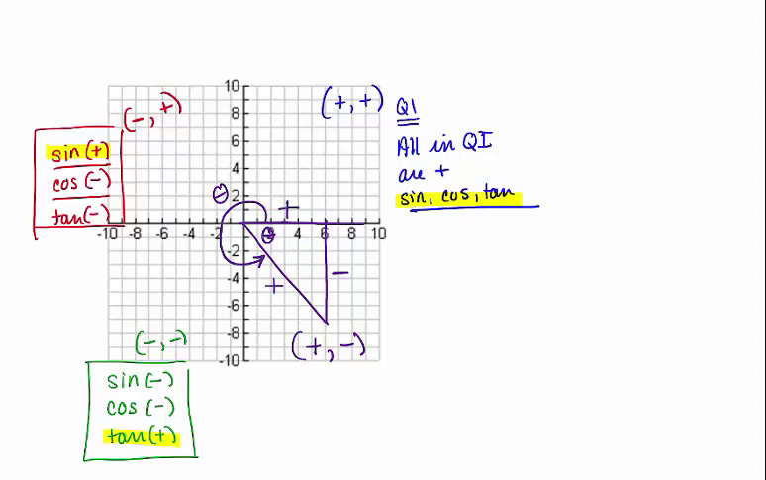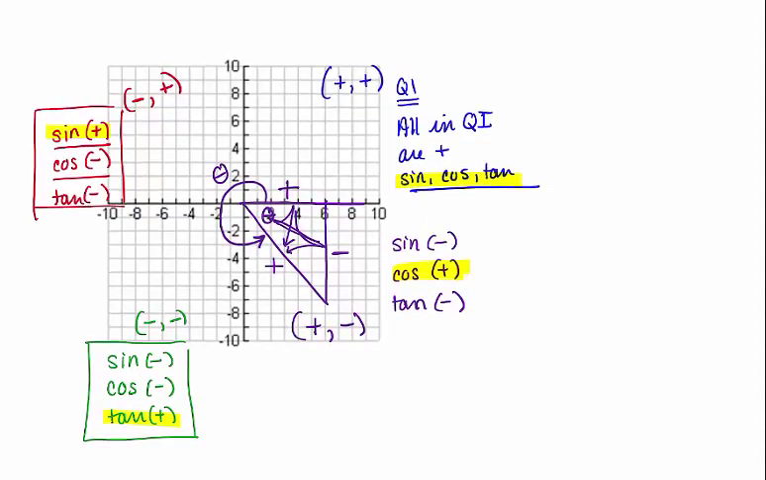So our sine is opposite over hypotenuse. Negative divided by a positive is negative. Our cosine is adjacent over hypotenuse. Positive divided by a positive is positive. And our tangent is opposite over adjacent. A negative divided by a positive is a negative. So in quadrant 4, the cosine is positive.